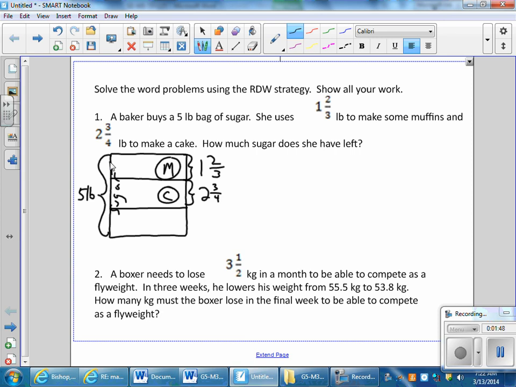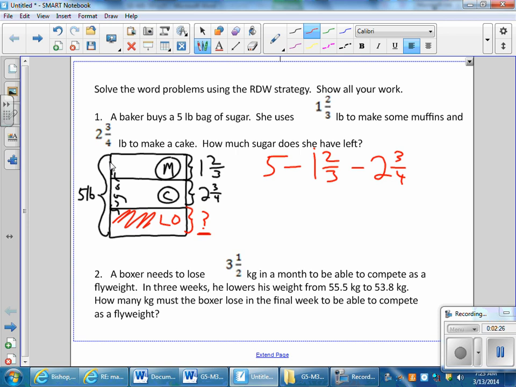I want to know how much I have left over. So here's my leftover amount. Whatever this is in here is what I have left over. We don't know what that is. But from my drawing, I can clearly see what I have to do. I'm going to take my total of 5 pounds and take away my 1 2/3, and I'm going to take away my 2 3/4 to find out what's left.